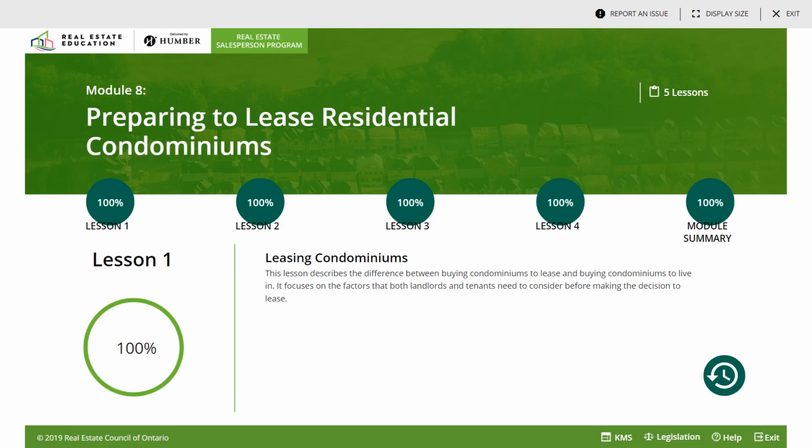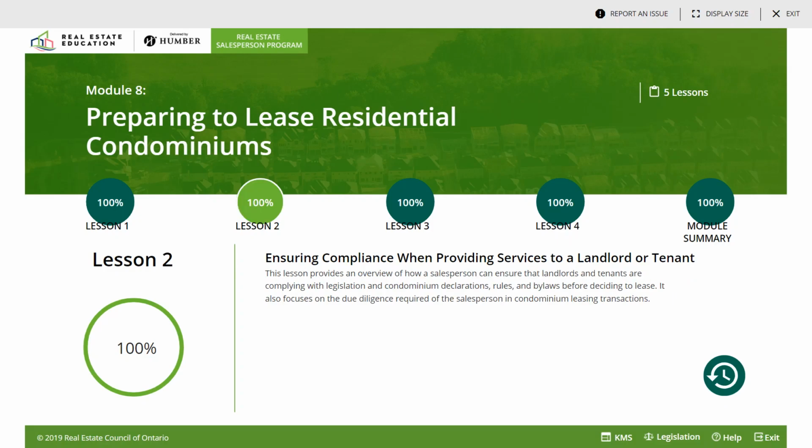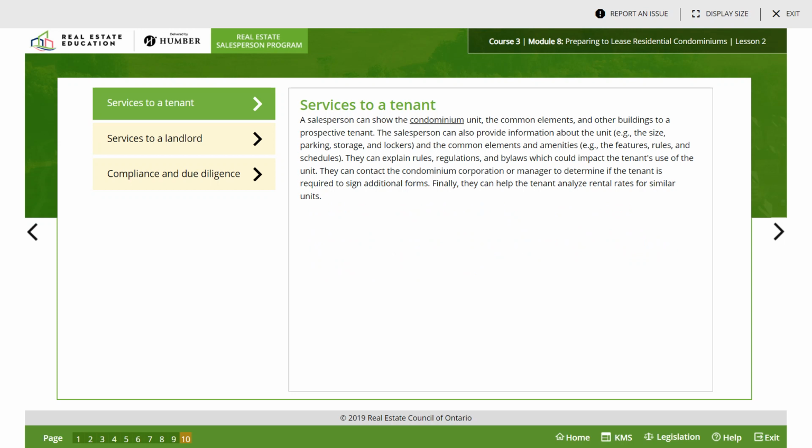So that was Lesson 1. Moving on to Lesson 2. Ensuring compliance with providing services to a landlord or tenant. Services to a tenant.